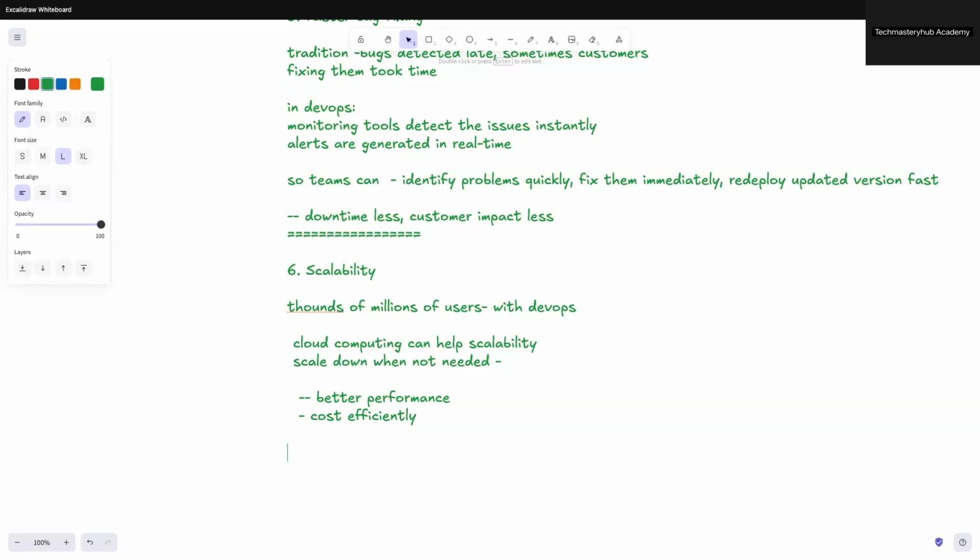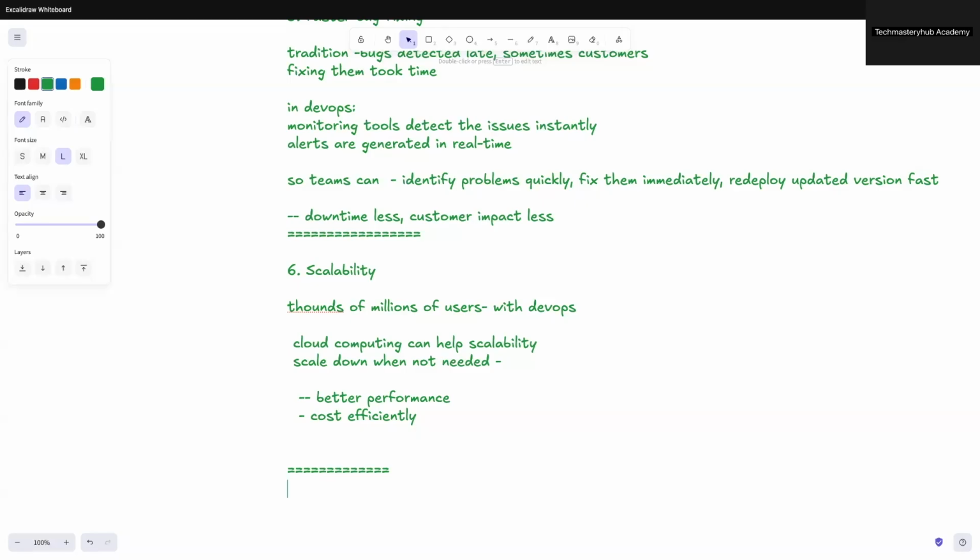So let's look at a real world example. Companies like Amazon deploy code thousands of times every single day. Just imagine, thousands of deployments every single day. This is only possible because of automation, CI/CD pipelines, DevOps practices. Without DevOps, this level of speed and reliability is impossible.